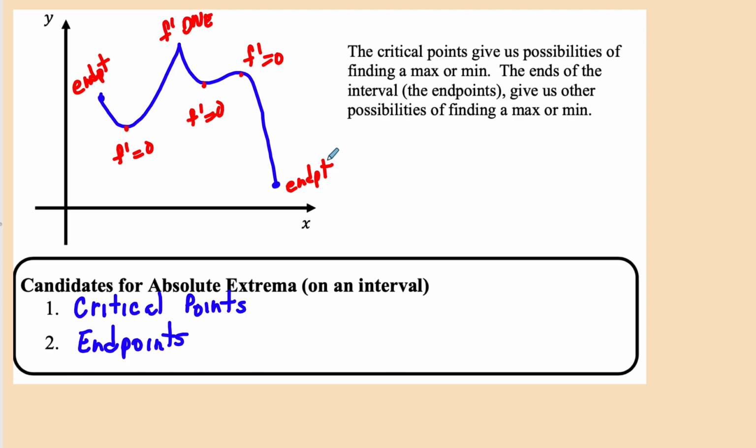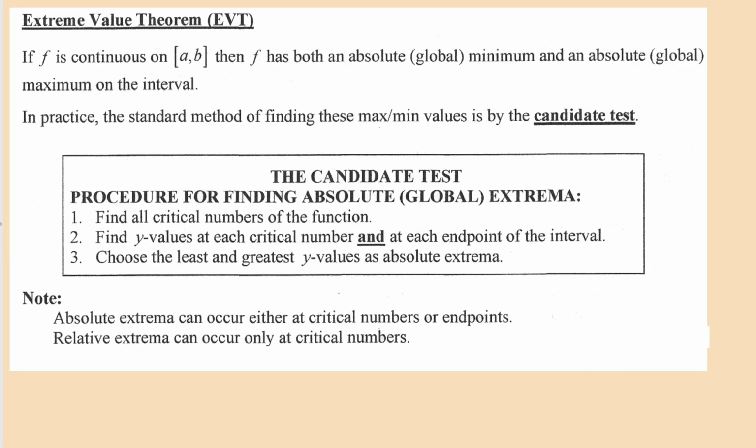So when we're looking for absolute maxes or mins, you look for critical points where the derivative equals 0 or does not exist, and at endpoints. One more time, the extreme value theorem states that in a closed interval, there's an absolute max and a min, and the places that you're going to look for them are at critical numbers of the function and at the endpoints. You take a look at all those candidates, you figure out their y values, and then you make the choices of least and greatest.